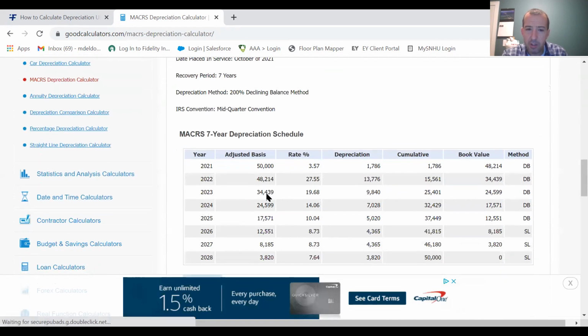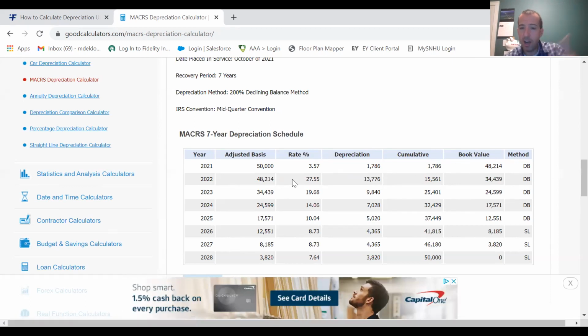Let's notice some of the differences here, right? Now look at the table. We have the same adjusted basis of $50,000, but the year one rate went from roughly 14% down to 3.57%. We're going to have less depreciation expense to deduct from income in year one. In year two, though, we increased the percentage, right? We went from roughly 24%, we can check in a minute, to 27.55%, and we're going to have more depreciation in year two.